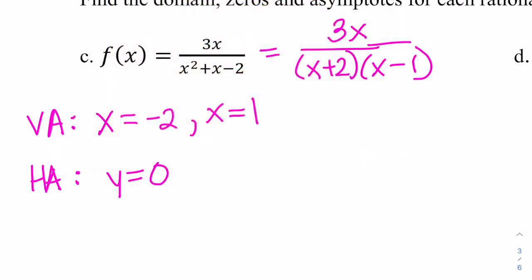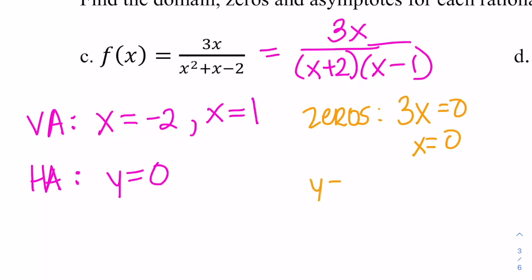Now let's look at the zeros. So for the zeros, remember we set the numerator equal to 0. So that's just going to be x equals 0. And if we plugged in 0 for our function, you would know that the y-intercept would also be 0, 0. So we have the zeros, we have the y-intercept, we have 2 vertical asymptotes, and 1 horizontal asymptote.